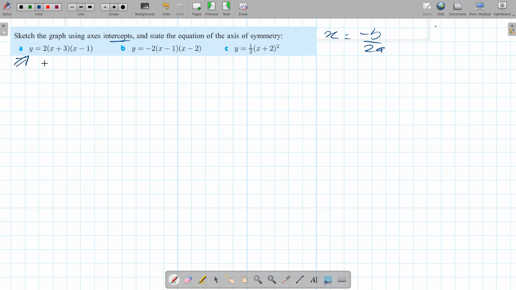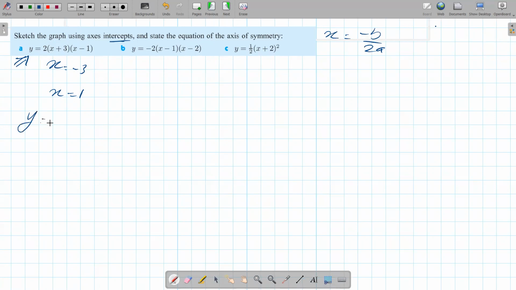The first equation is in the x-intercept form, and that represents the values of the intercepts. This equation will intercept when x equals negative 3 and when x equals 1. Then we have 2 points. And we can write this equation in the standard form to find the axis of symmetry.